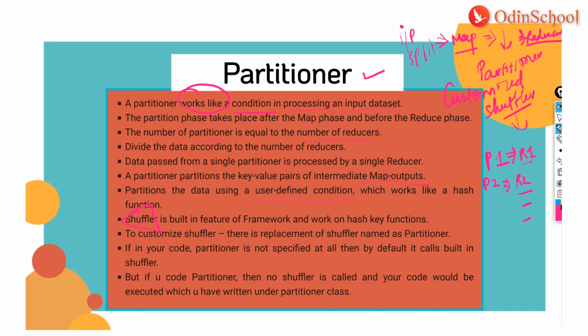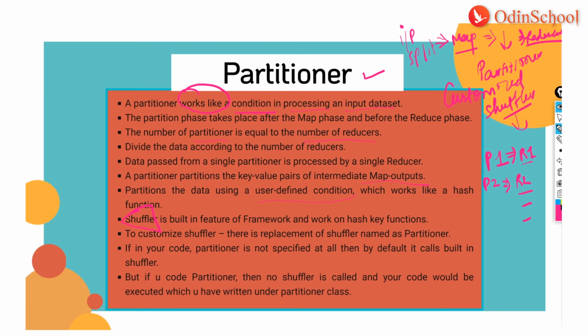Then your shuffler, in sorting and shuffling, is a built-in feature of the framework, and it also works based on the hash key function only. But this one is something very customized. You will give the condition, and on that condition it will partition and allocate the reducer for it. So it is a replacement of the built-in shuffler.